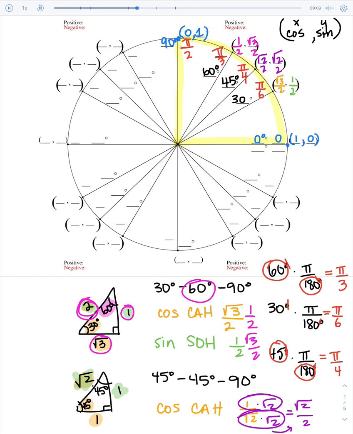So this is the key and kind of what you want to fill in first. Everything else that's in our unit circle will kind of be a takeoff of the beginning, this first quadrant.